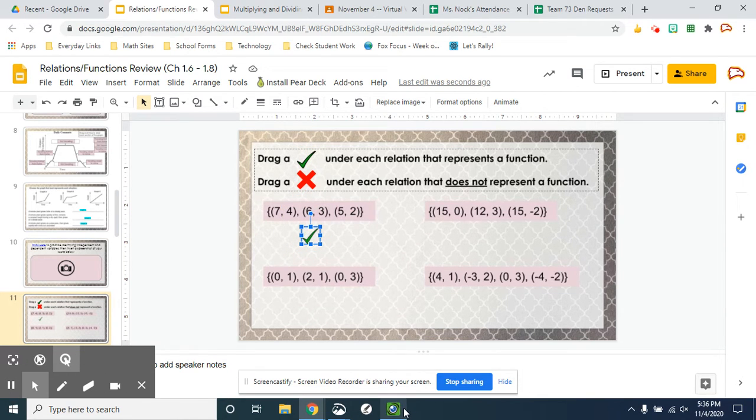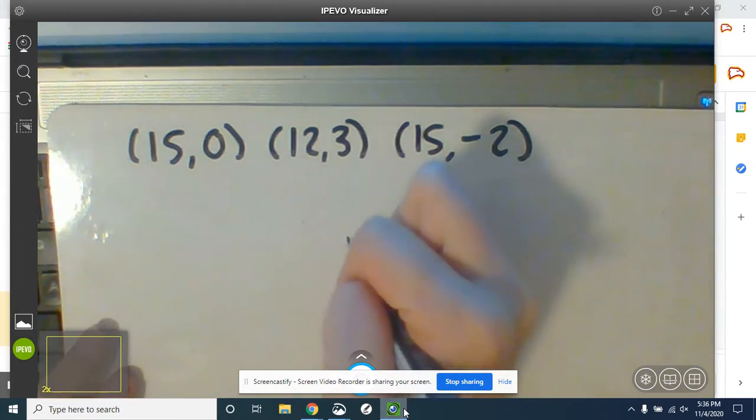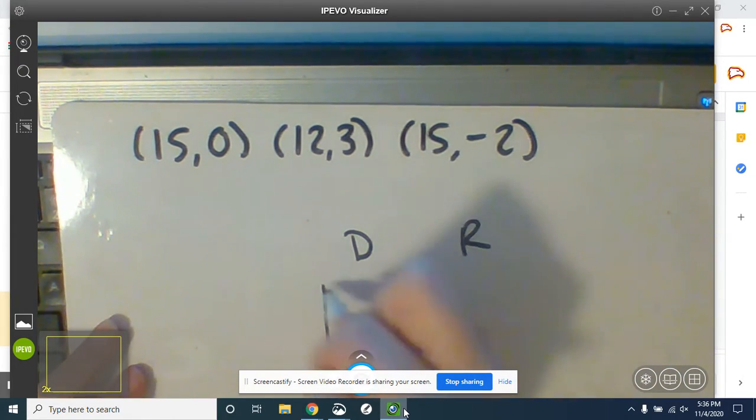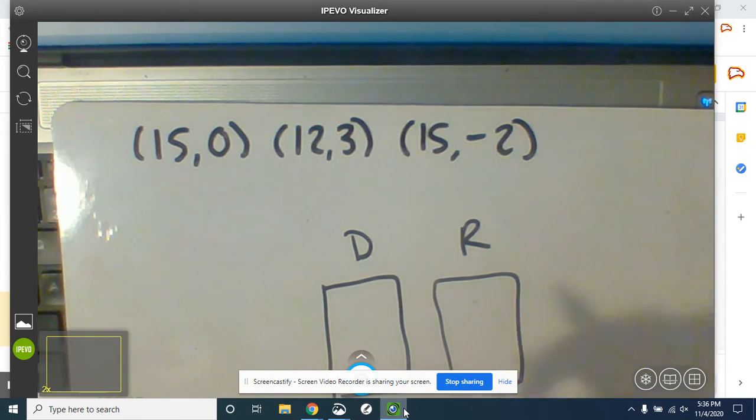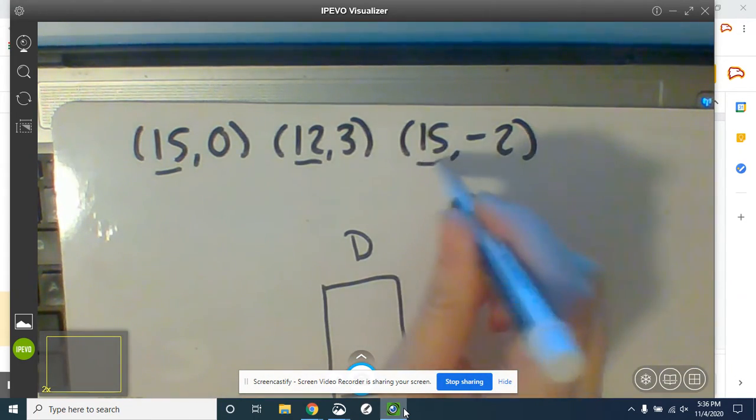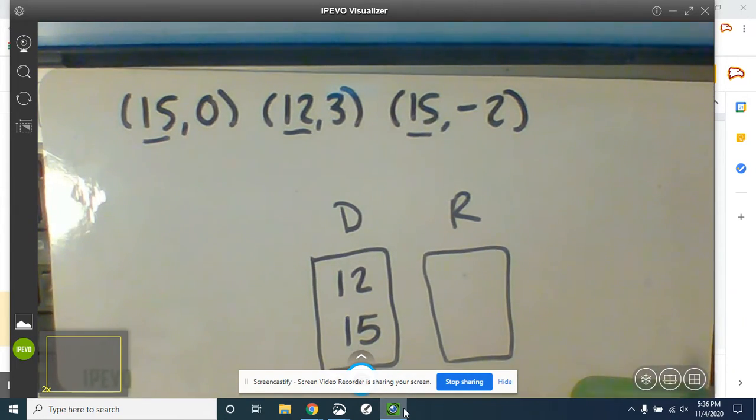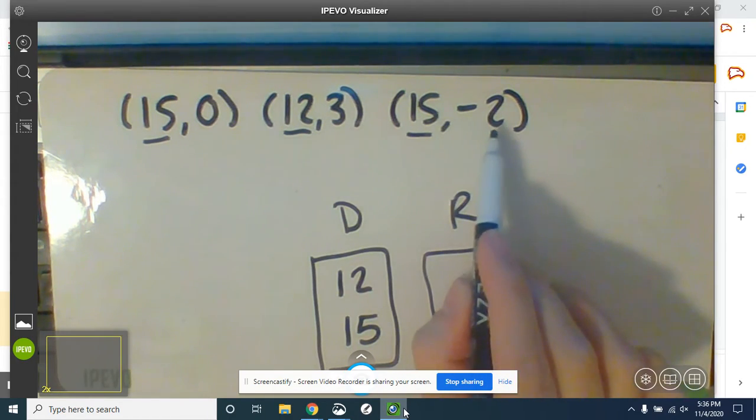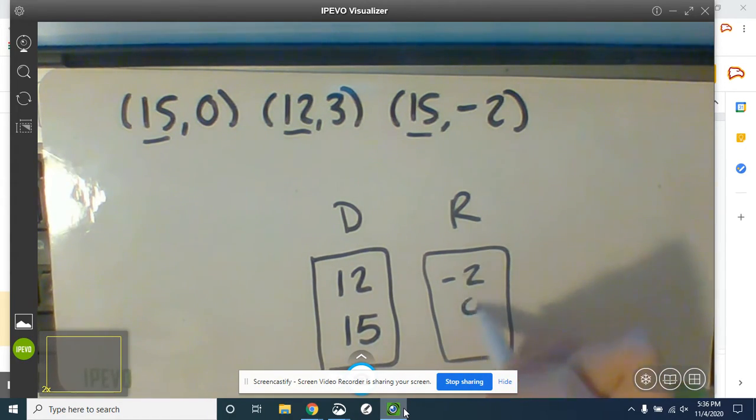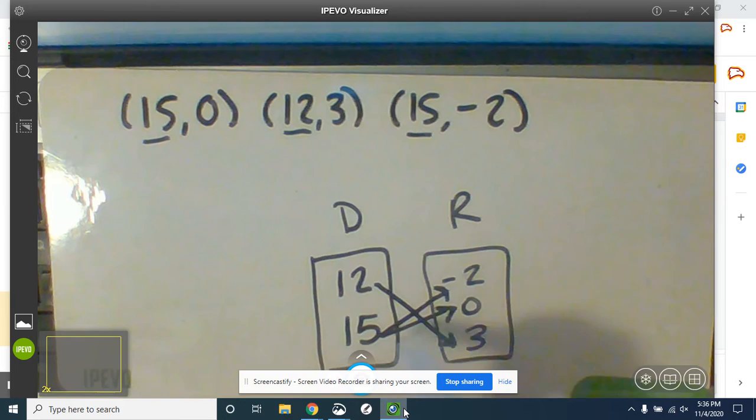All right, let's look at our next one. So we got a domain and our range. So looking at our X values for our domain, we have a repeat. So we're only going to write 12, and then we're going to write 15 one time. And then looking at our range, we have no repeats. We're going to go from least to greatest. So -2, 0, 3. So 15 is going to point at 0. 12 is going to point at 3. And 15 is going to point also at -2. So this right here, because 15 is paired with more than one output, makes this a non-function.